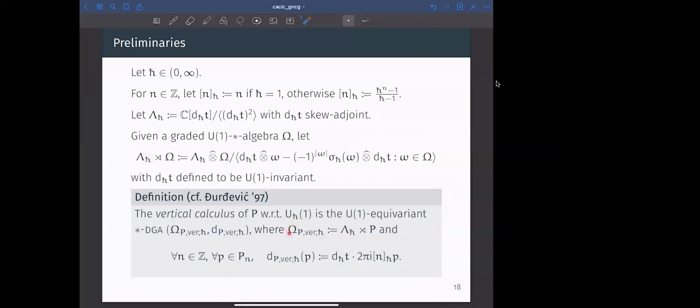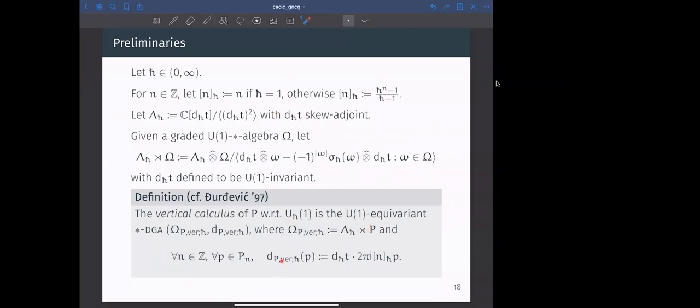So your vertical forms will basically be, you take P and adjoin a nilpotent skew adjoint U1 invariant one form d sub h bar t, and then pose this braided commutation relation, super commutation relation. That gives you your vertical forms.